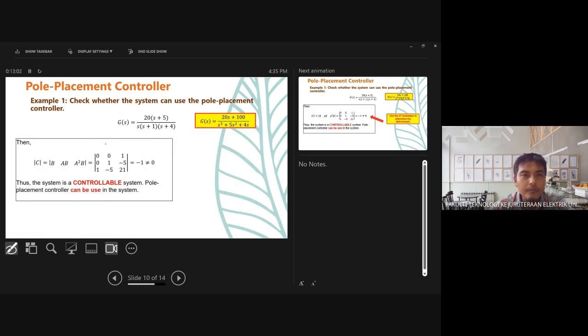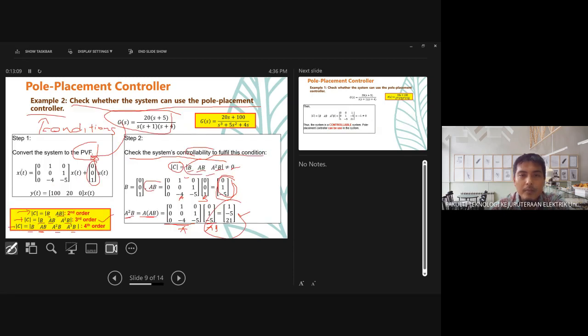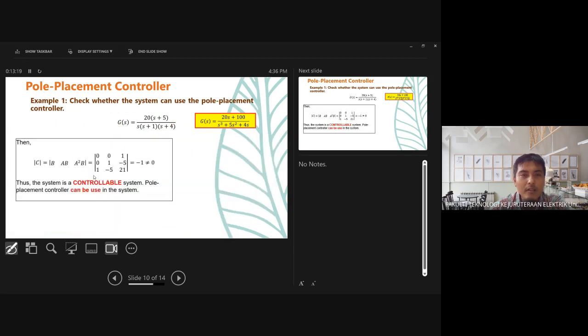Okay. According to this, finally the B, AB and A squared B. B is 0, 0, 1. AB is 0, 1, negative 5 here. And A squared B is 1, negative 5, negative 21. So I rearrange here, and then I use the 2T technique. I choose one row. In this case, I choose this one: 0, 0, 1.